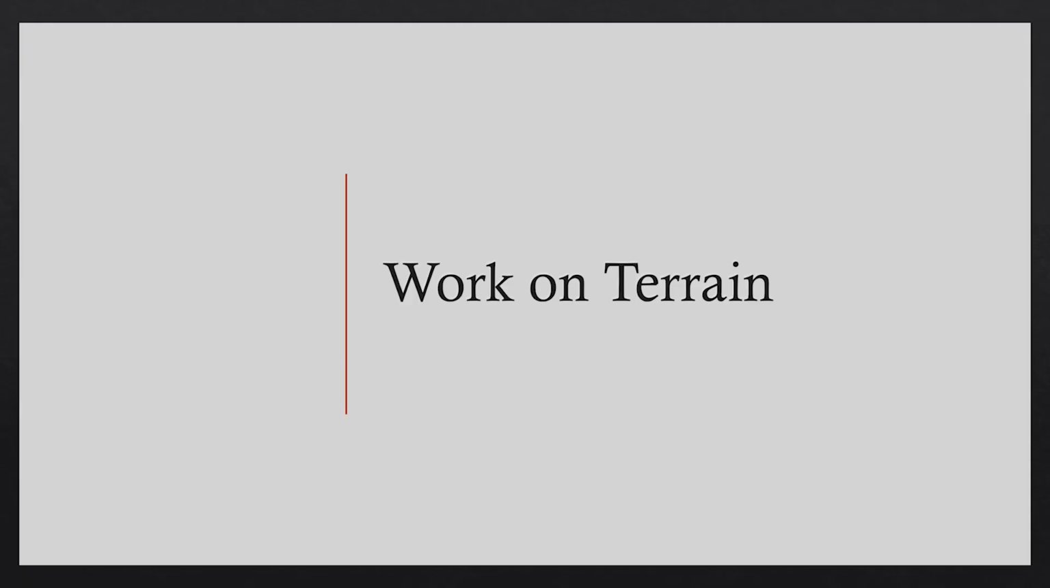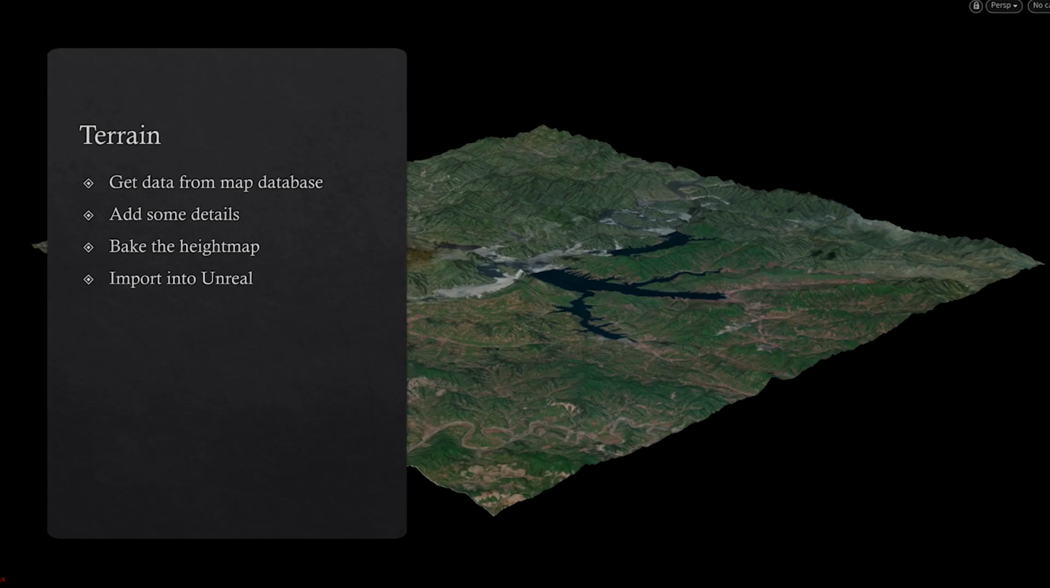Work on terrain. We use real map data to make the terrain surrounding the Great Wall. We then add some details. After getting the final height map, we import it into Unreal. The whole process is so smooth and easy to iterate.